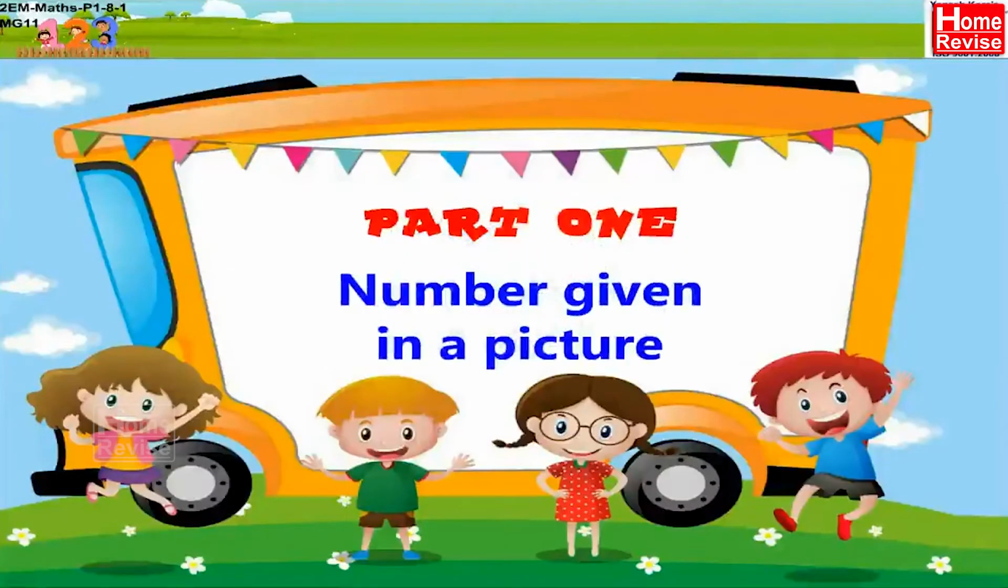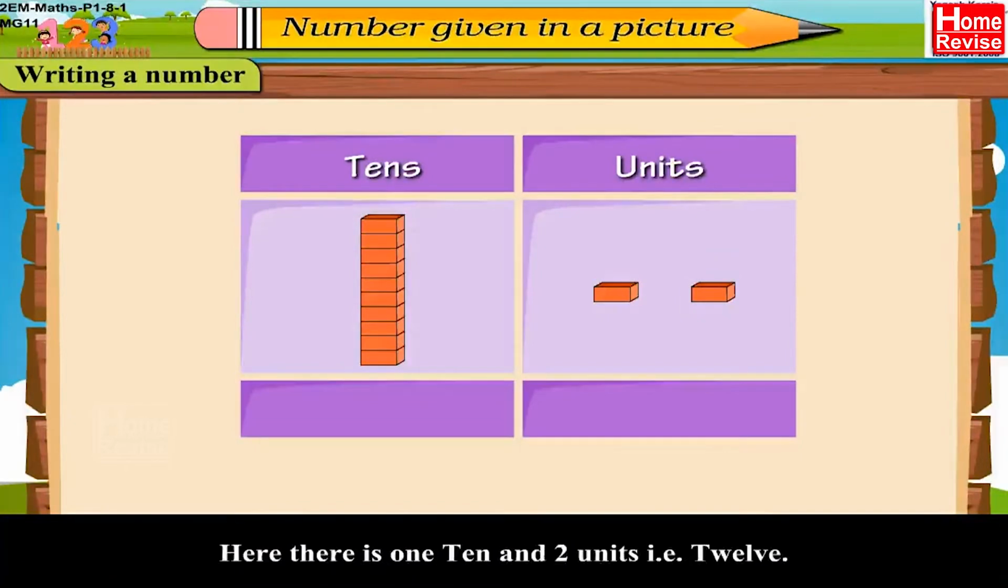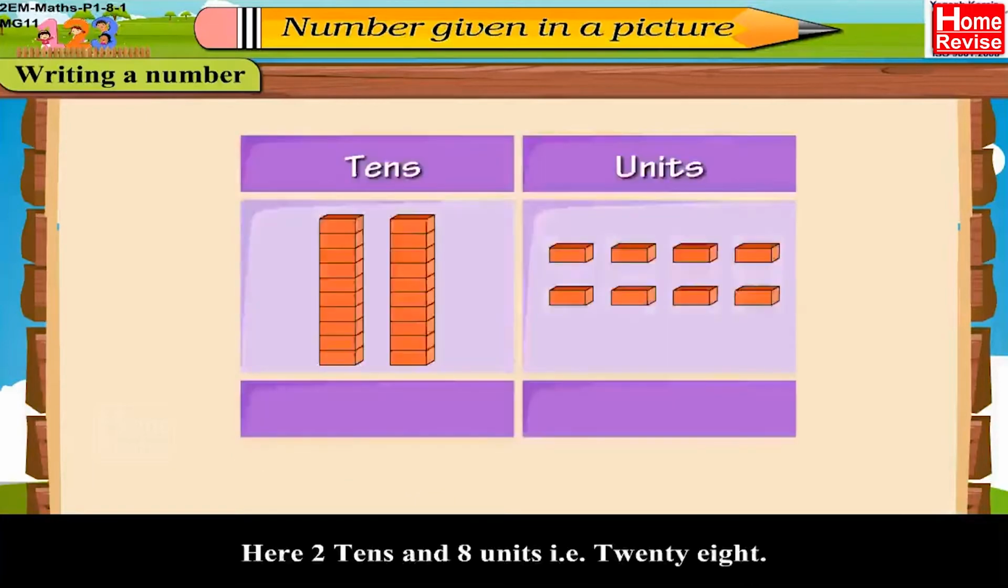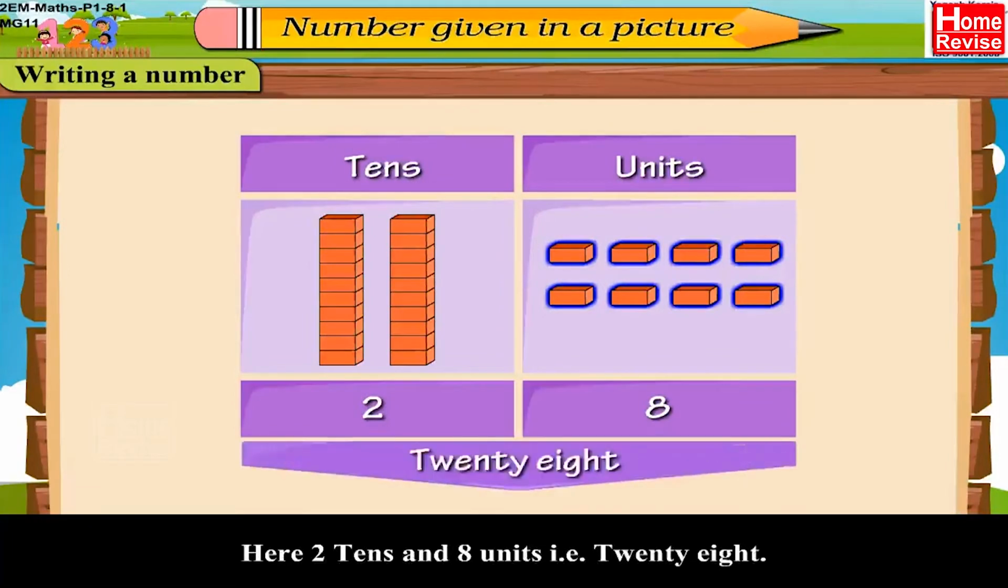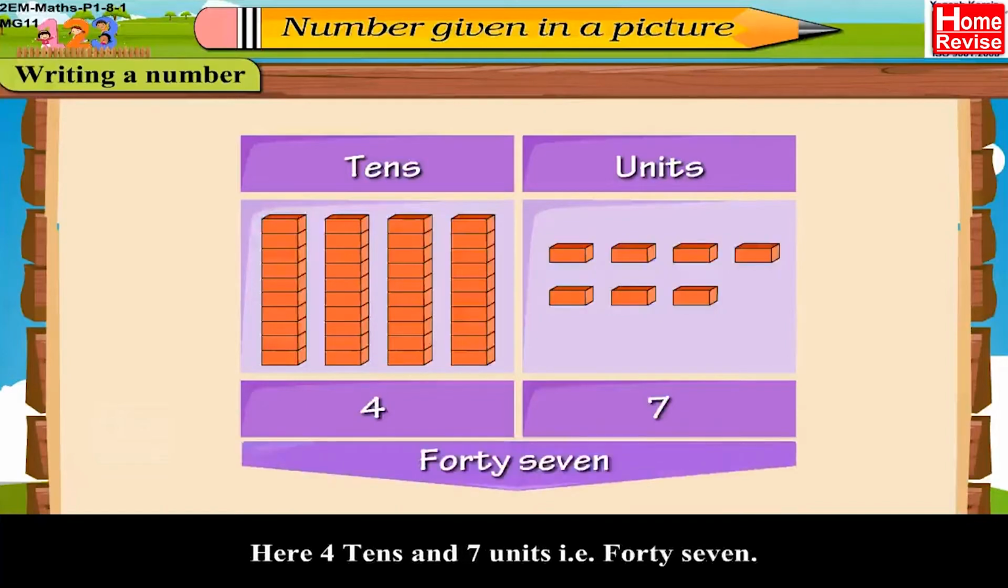Number given in a picture. See how the numbers given in the pictures have been written. Here there is 1 ten and 2 units, that is 12. Here 2 tens and 8 units, that is 28. Here 4 tens and 7 units, that is 47.